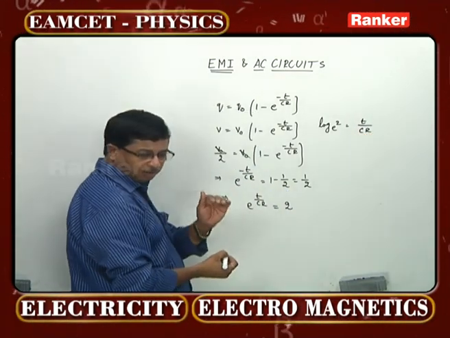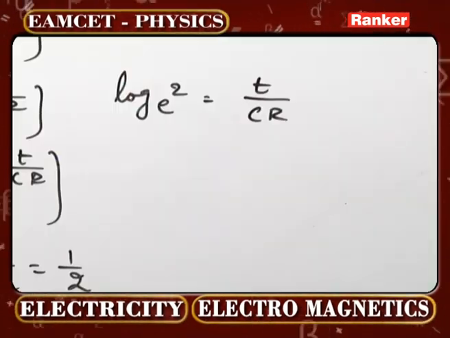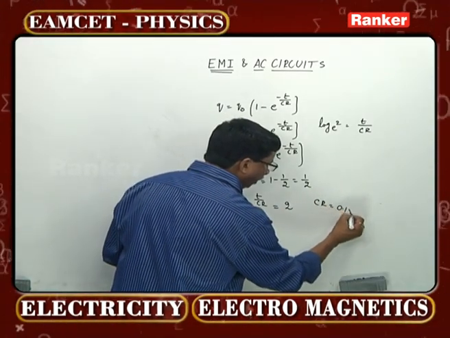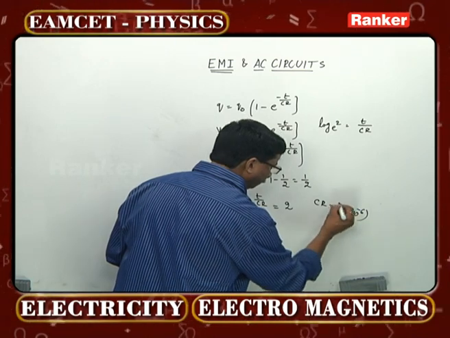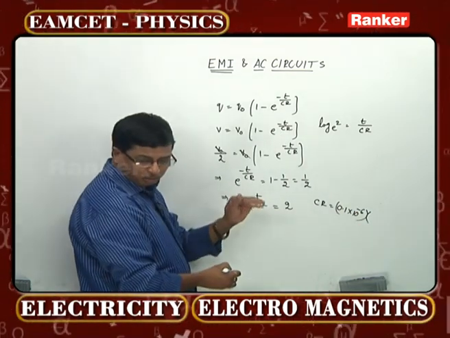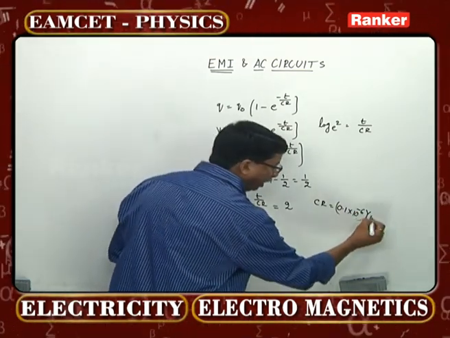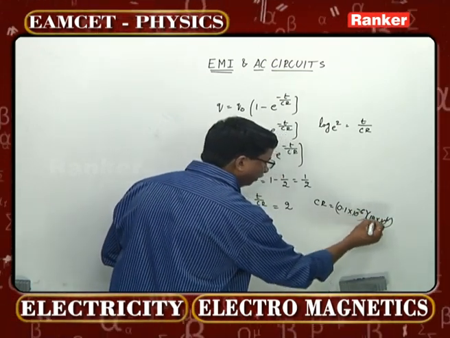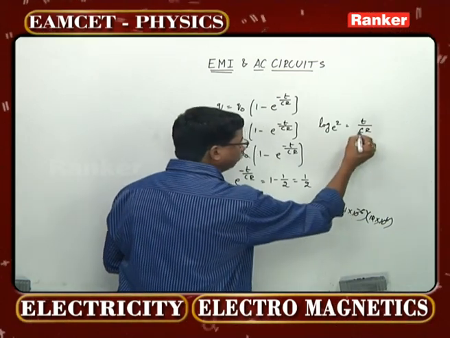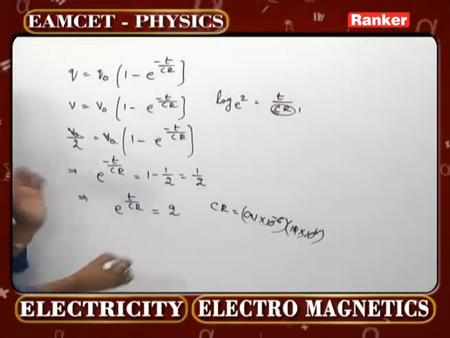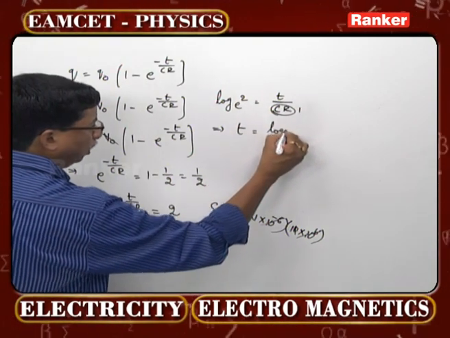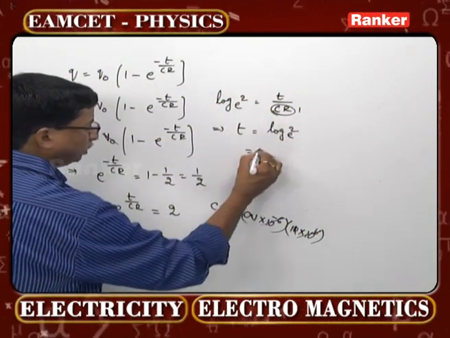Now see, what is the value of C given? 0.1 microfarad. So I calculate CR separately. 0.1 into 10 power minus 6, that is microfarad, into what is this value of R? 10 mega. Mega means 10 power 6. These two get cancelled. How much will this value be? 1. So you can directly write this way. T will now be equal to log 2 to the base e. How much is its value?